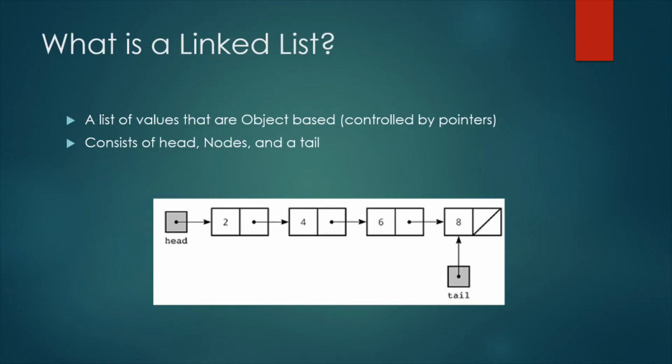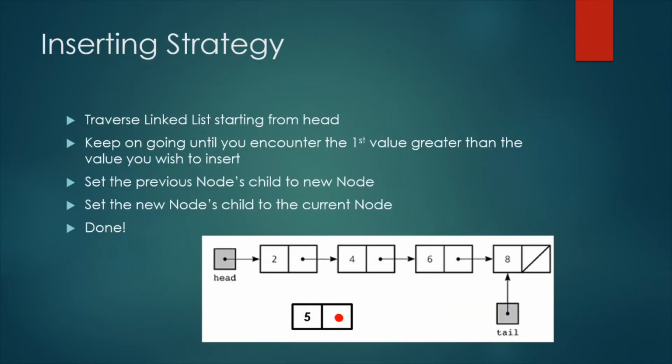If you see in this picture, we see the values 2, 4, 6, and 8 are stored as values in the nodes. What if we want to insert node 5 into our list? Our strategy is going to look something like this. You're going to begin by traversing the linked list starting from the head, and you keep on going until you encounter the first value greater than the value you wish to insert.